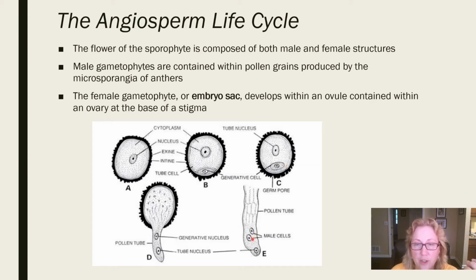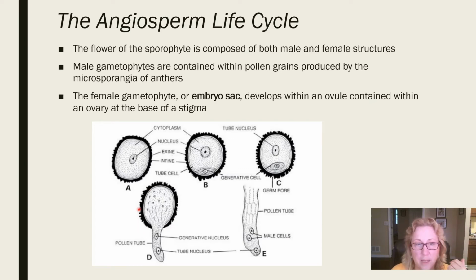Usually there are 2 cells. One fertilizes the egg, and the other sperm nucleus fertilizes another cell in the female gametophyte that's going to form the supportive tissue in the seed. And then there's another nucleus that's generating the pollen tube, that's going to allow the sperm nucleus to get to the egg.